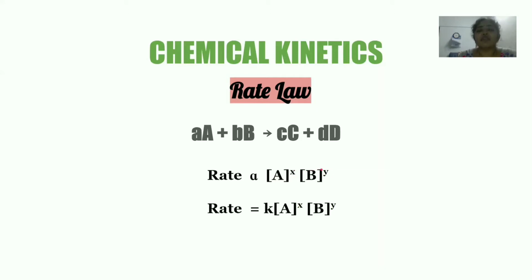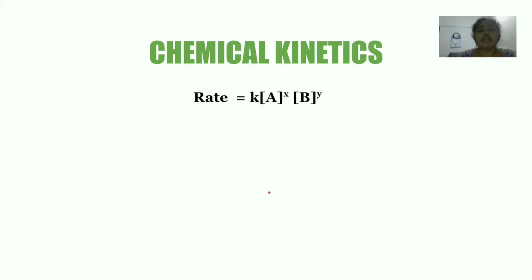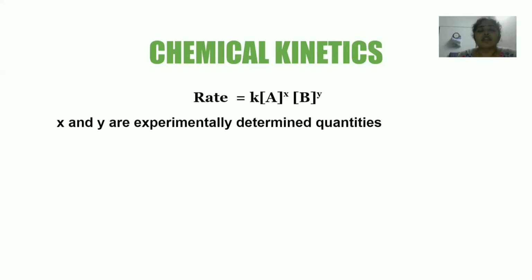Now what is the value of this x and y? We cannot understand that from the balanced chemical equation. These x and y are experimentally determined quantities. So in order to remove the proportionality sign, we introduce a constant, that is k, and this k is called the rate constant for a particular reaction at a fixed temperature. All right. So what exactly is this rate law? This rate law says that x and y are experimentally determined quantities.